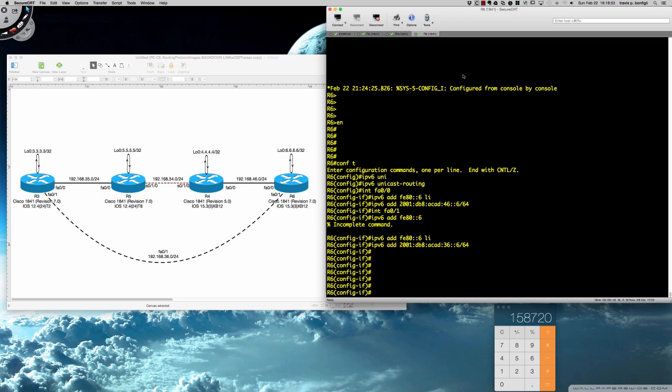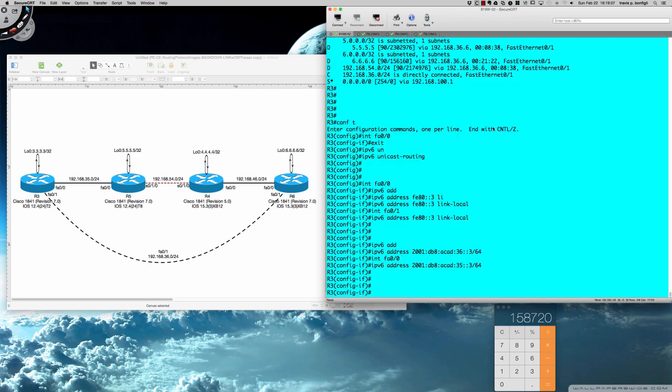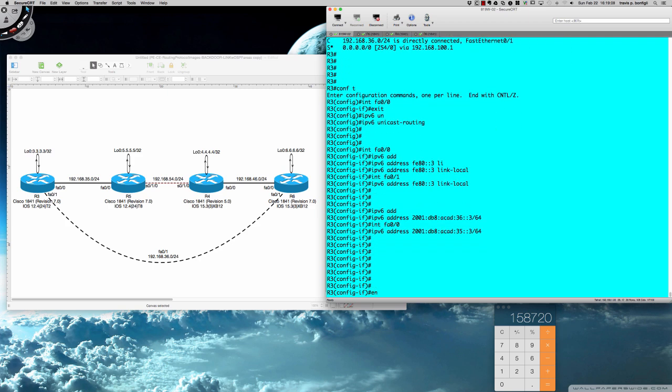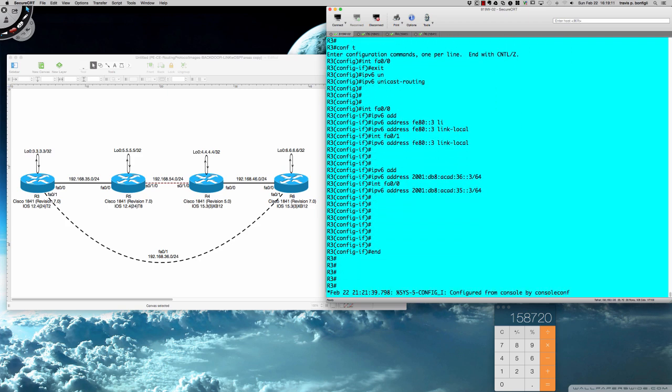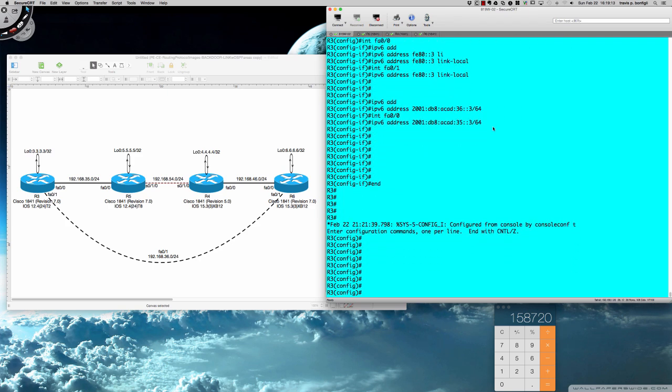All right, so we've got the addresses configured. Let's now go ahead and jump in and set up EIGRP for IPv6. And the command syntax is a little different. I'm going to start here. We'll go from left to right. So let's start out here on router 3. I didn't want to jump all the way out there. I want to stay in global config.